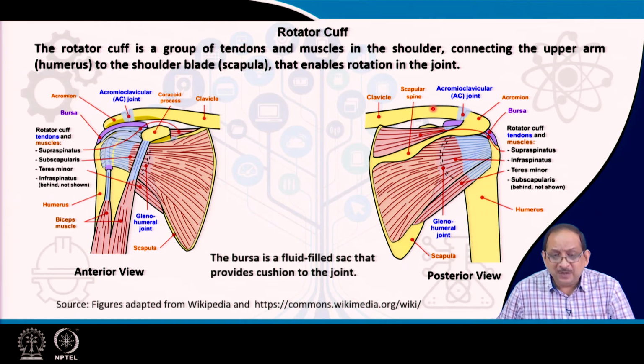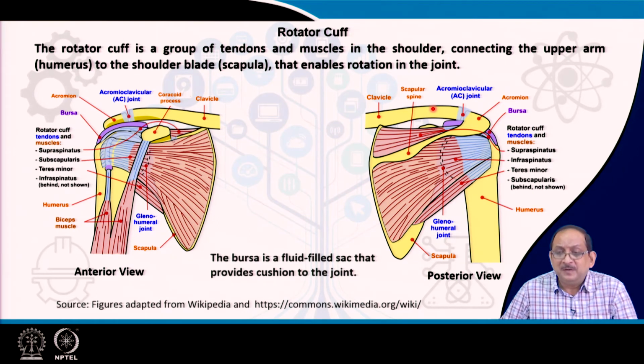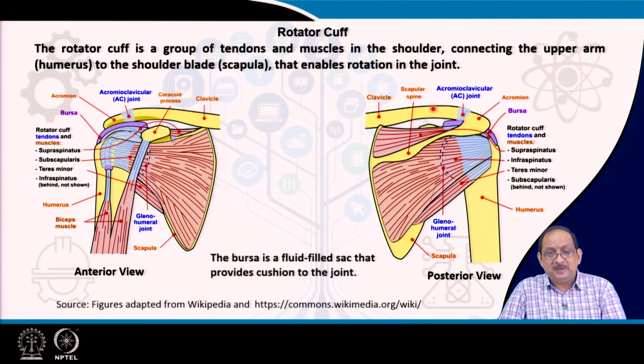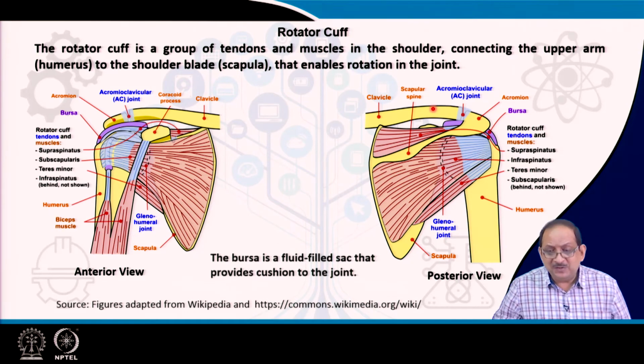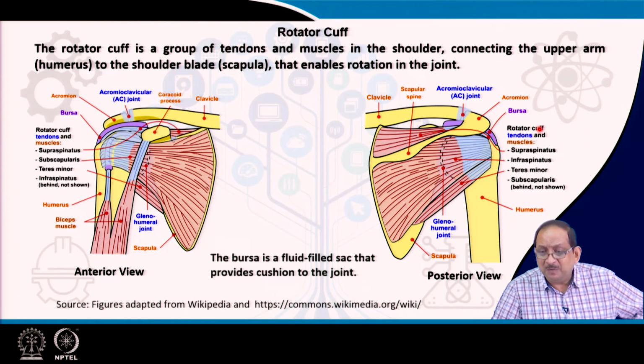The rotator cuff group of muscles in the shoulder is actually connecting the upper arm to the shoulder blade, and the primary function of the rotator cuff is to enable rotation in the joint. Now, as you can see here, the rotator cuff group of muscles are actually 4 muscles, and the attachment sites of these muscles are specifically plotted in this slide, both the anterior and posterior view.